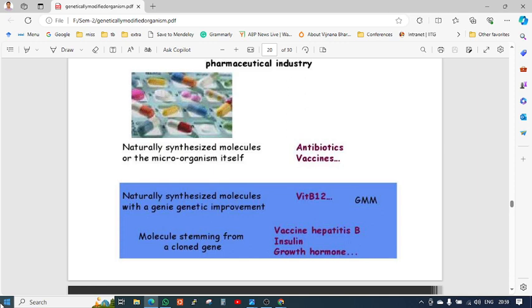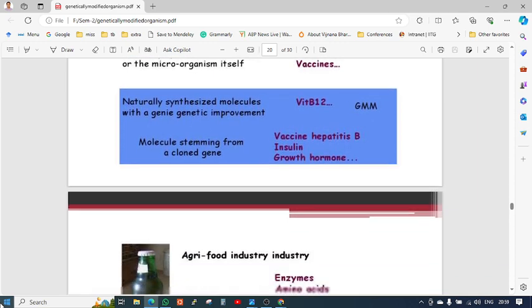For example, vitamin B12 is also produced by GMO. Molecules stemming from a cloned gene, the hepatitis B vaccine, insulin, growth hormone. These are the different products which are produced from these modified organisms.